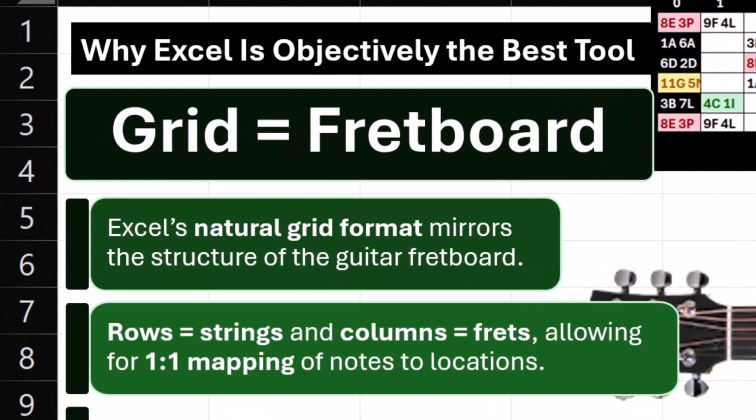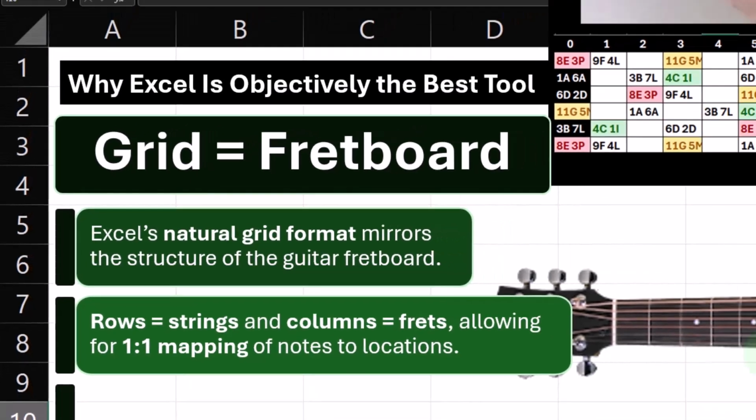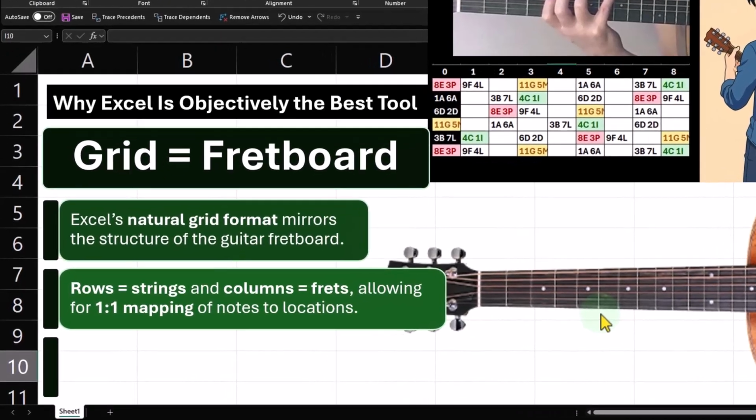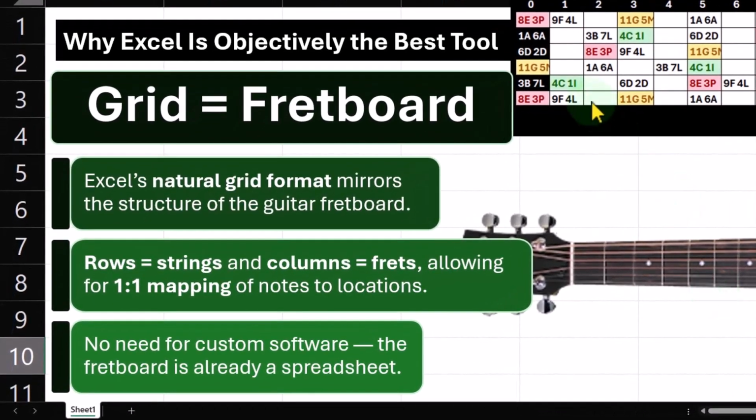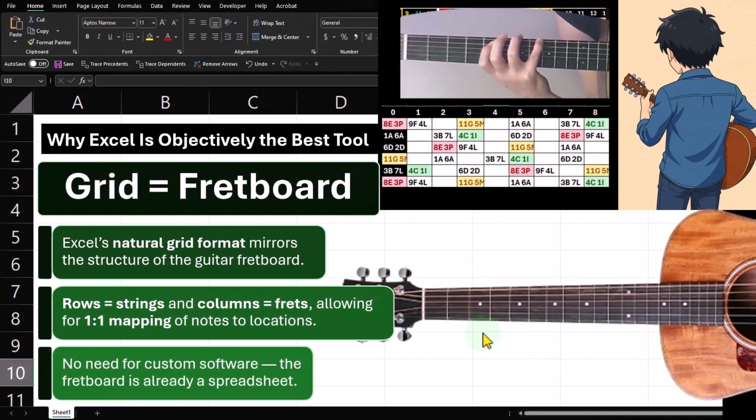So rows equal strings and columns equal frets, allowing for 1-to-1 mapping of notes to a location. So it easily maps on perfectly, a 1-to-1 relationship. No need for custom software. The fretboard is already a spreadsheet. So you might think you can do better. Some programmer can come up with some better thing, but it's not better, because as soon as you put it into a database, you hide what is happening.